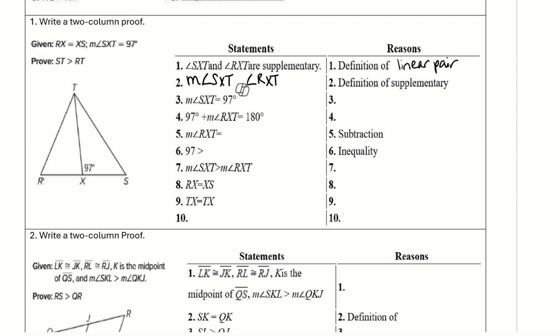Oops, I need to put a plus sign here because they add up to 180, by definition of supplementary. Now, we know angle SXT is 97 because that is given. They told us that, so this is a given. And so what we can do is substitute that into here. We replaced that with 97, so that's a substitution.